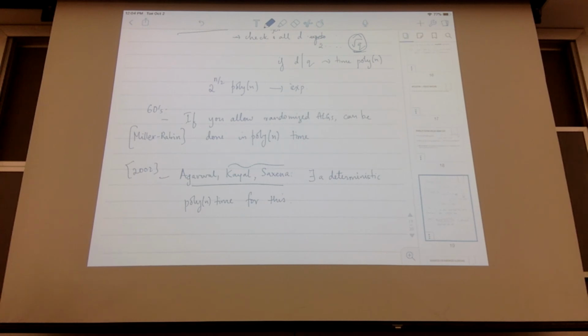There's a lot in between. In fact, earlier also there were deterministic algorithms known assuming some math. But the point is that this is a very basic question, which is non-trivial.